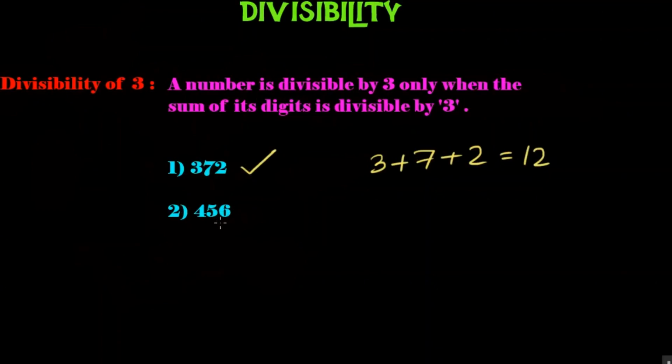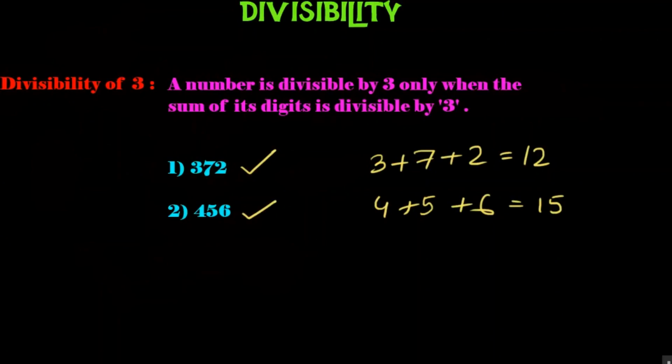Now, let's check for 456. 456 is going to be 4 plus 5 plus 6, that's going to be 15. Therefore, 15 again is divisible by 3. Therefore, 456 is also divisible by 3. Now, how do we find that out?